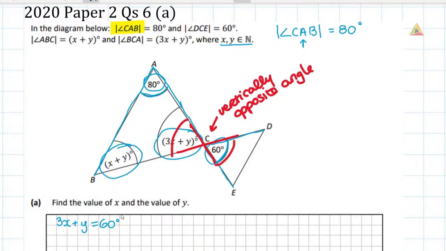So when I have 2 unknowns, and here the 2 unknowns are an x and a y, and I'm going to be looking for 2 pieces of information about them, I'm going to try and get simultaneous equations. So that's my first equation, looking at my vertically opposite angles.